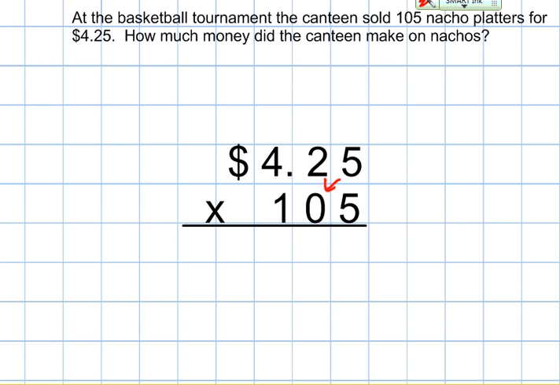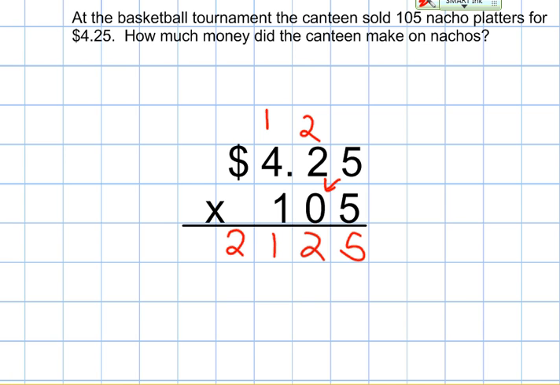To start this problem, we're just going to ignore the decimal and get our multiplication done. So 5 times 5, 2 goes up. 5 times 2 is 10 plus 2. 2 goes down, 1 goes up. 5 times 4 is 20 plus 1, 1, 2.